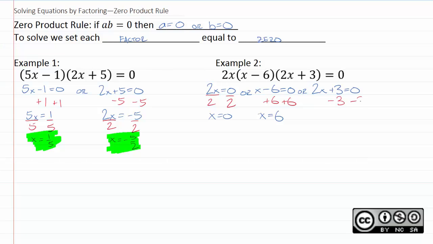I'll subtract 3 from both sides. I get 2x equals negative 3. I'll divide by 2. x equals negative 3/2. So remember, as you do these, they will have multiple answers, and that is perfectly okay. That is perfectly normal. So don't worry too much about that. Just practice.